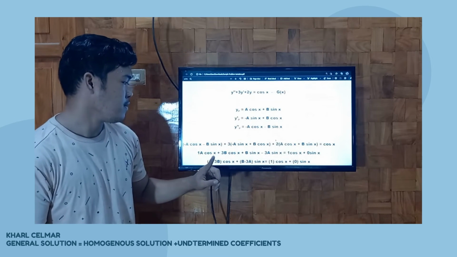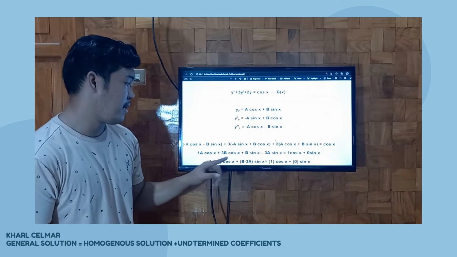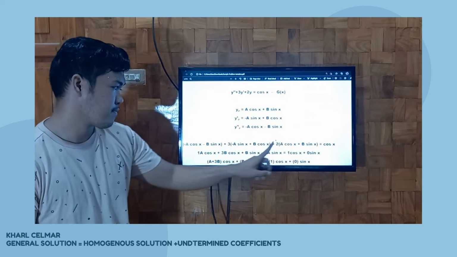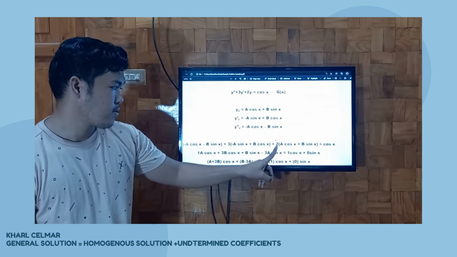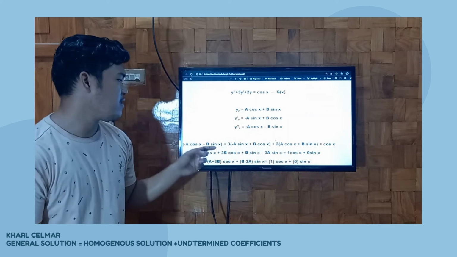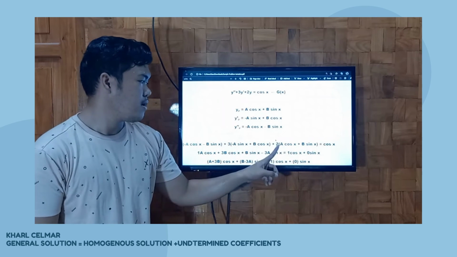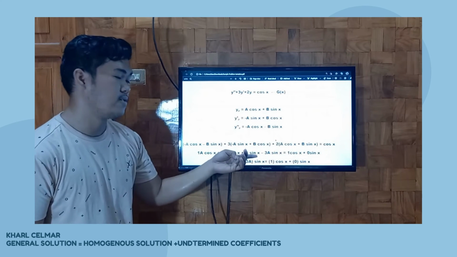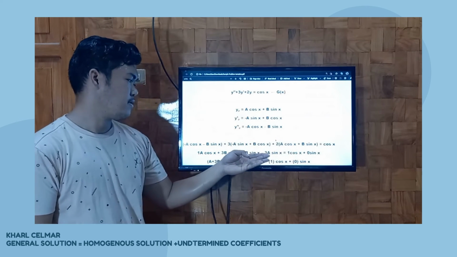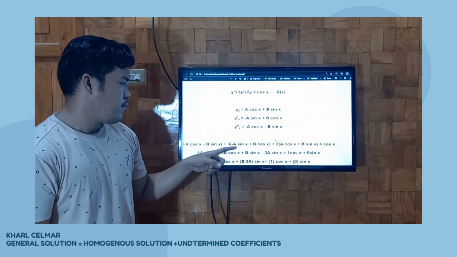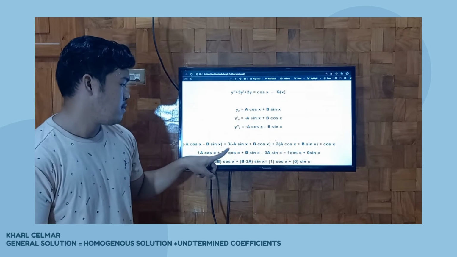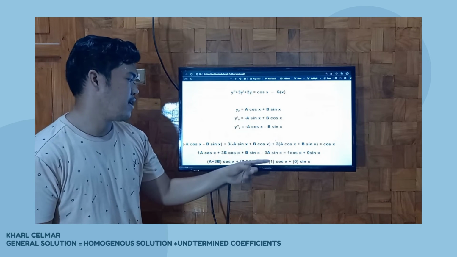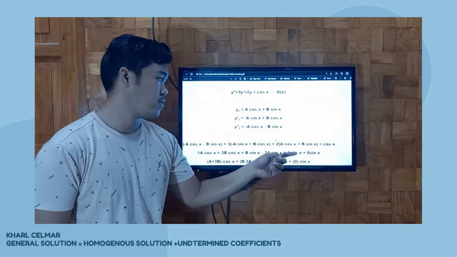Plus, we'll find the b sine x, which is here. Negative b sine x and 2 times b sine x. So, negative b sine x plus 2 times b sine x is equal to b sine x. Then, we'll find the a sine x, which is here. 3 times negative a sine x, so negative 3a sine x is equal to cosine x.